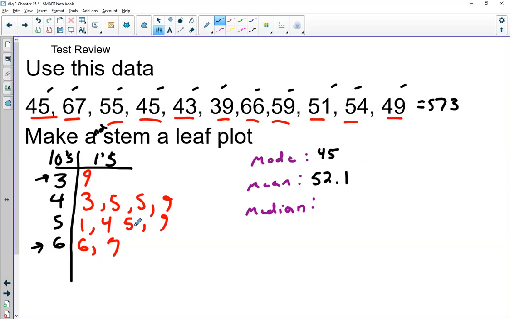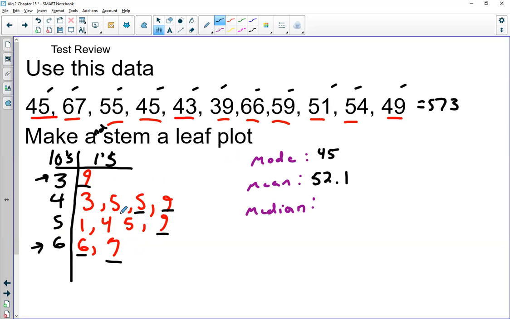Now the median. For the median, you just have to actually count from the outside in. Again, I underline just so I don't cross anything out if I have to look at it again. So 39 and 67, since that's the smallest and biggest, I do that. Then I do the second smallest and biggest, 66 and 49. Then I do the next smallest and biggest, 45, 59.